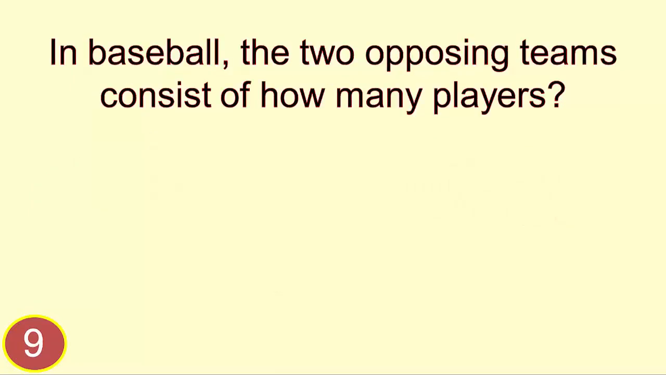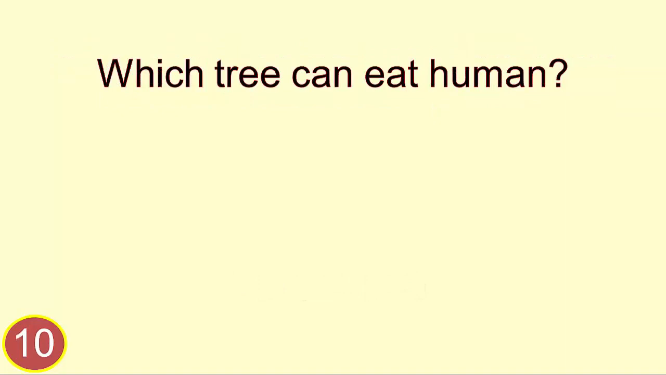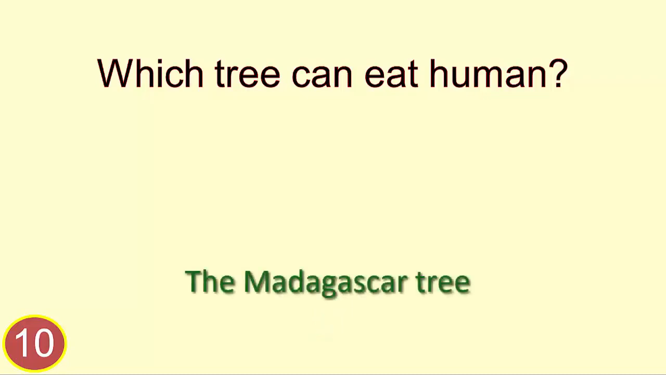In baseball, the 2 opposing teams consist of how many players? Answer is 9 players each. Which tree can eat humans? Answer is the Madagascar tree.